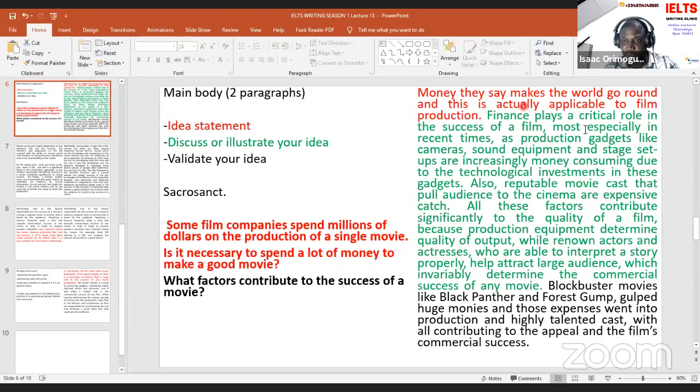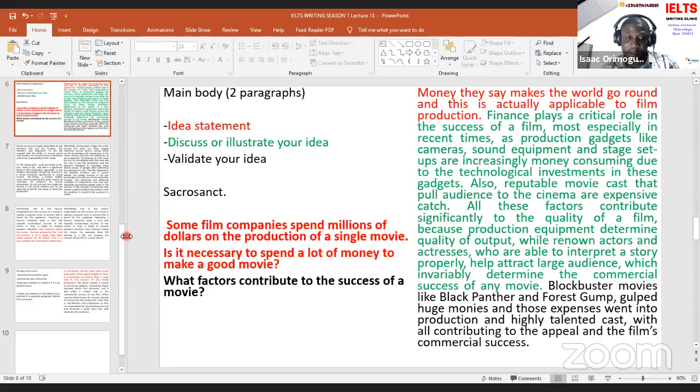Number one, finance plays a critical role in the success of a film, most especially in recent time as production gadgets like camera, sound equipment, and stage set are increasingly money consuming due to the technological investment in these gadgets. Also, reputable movie casts that pull audience to the cinema are expensive. All these factors contribute significantly to the quality of a film because production equipment determines the quality of output, while renowned actors and actresses who are able to interpret a story properly help attract large audience, which invariably determines the commercial success of any movie.